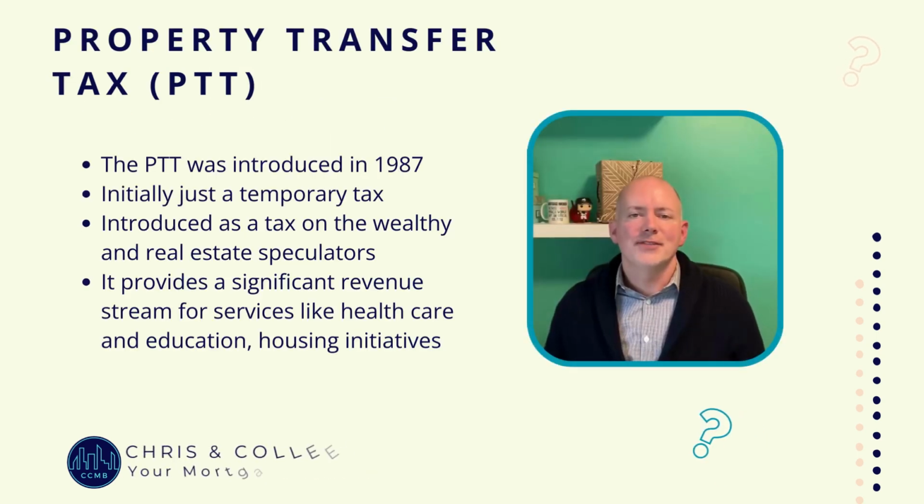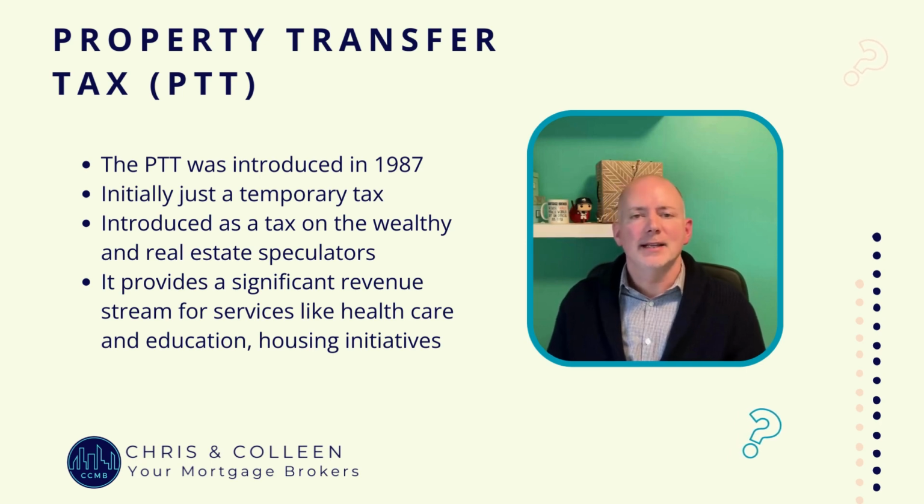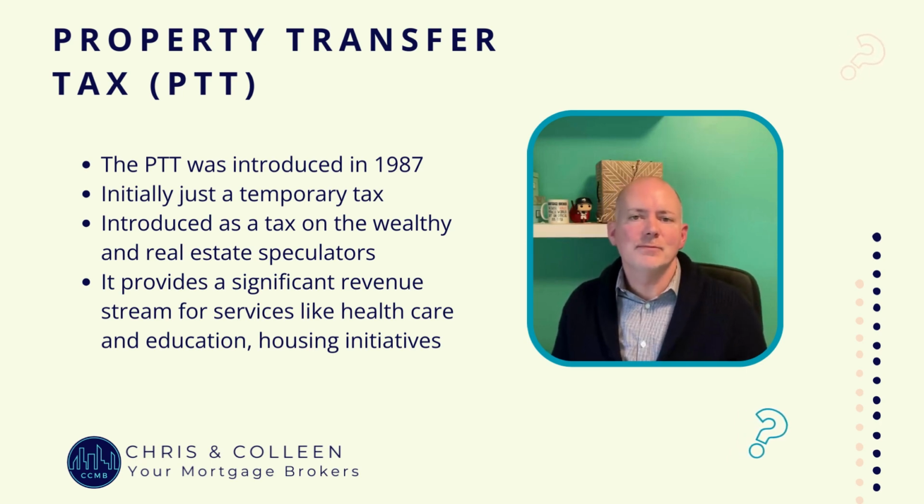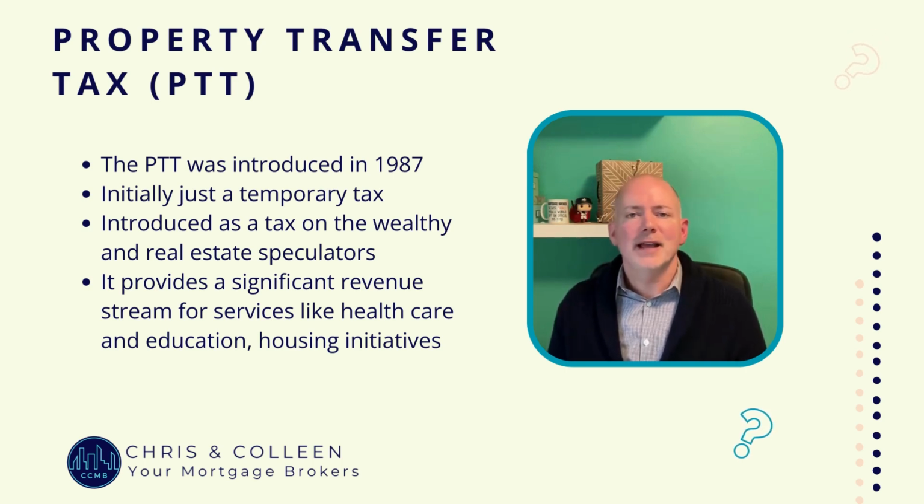So the property transfer tax, or PTT, was introduced back in 1987. It was a temporary tax against the wealthy and real estate speculators, and I say that because it only applied to houses more than $200,000, which, believe it or not, was less than 5% of all home sales that year. As prices increase, so does the revenue. So the government is now keeping that and using it for things like education, housing initiatives, and healthcare.